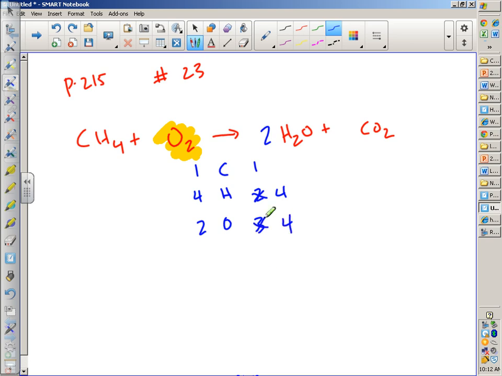Okay? And now to fix that, we're going to have to put a 2 coefficient out in front of that oxygen, and that takes that from 2 to 4. Okay? Good there?